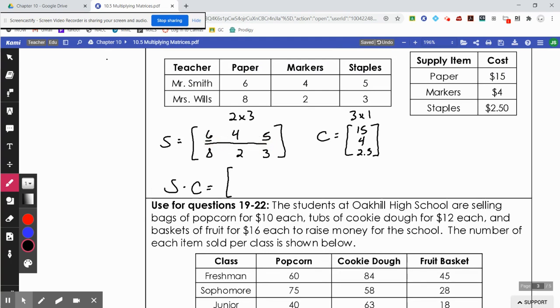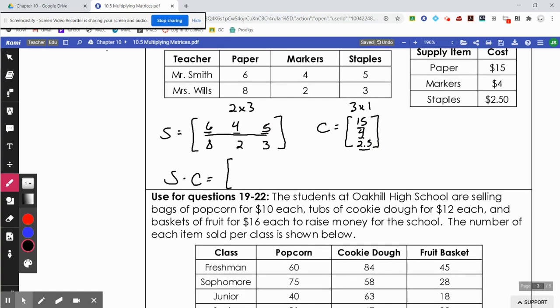We're going to pair up this with this, which is, again, how much paper Miss Smith requested, and this is the price of the paper. Pair up this, which is the number of markers she needed, with the price of the markers, and this is the number of staples she needed with the price of the staples. So you do 6 times 15 plus 4 times 4 plus 5 times 2.5, and you get $118.50.